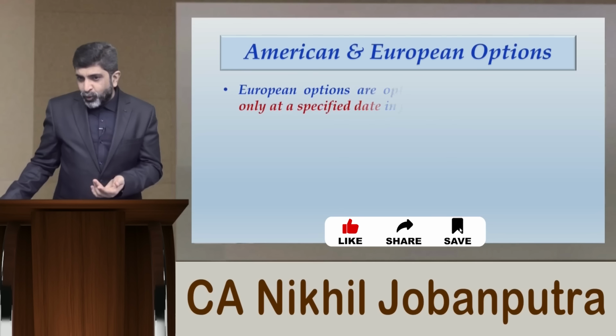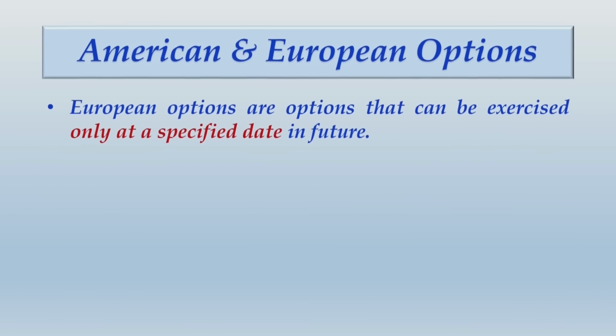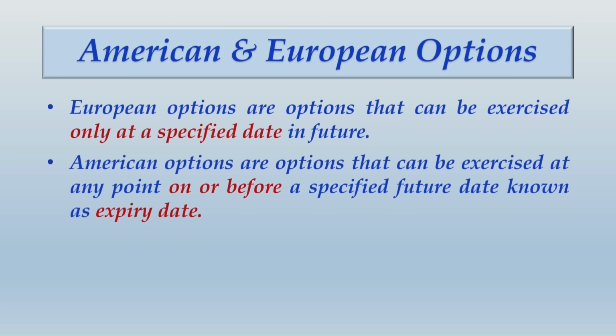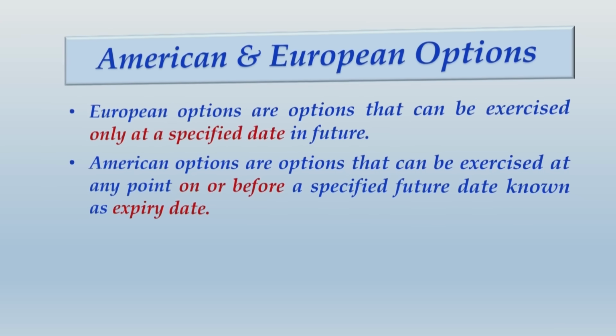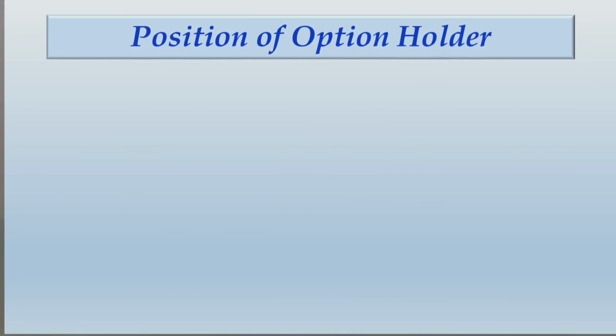So let us write some notes about this, and let me expand the screen size for your reference. European options are options that can be exercised only at a specified date in future. American options are options that can be exercised at any point on or before a specified future date known as expiry date. Let us move ahead and now write about position of option holder.